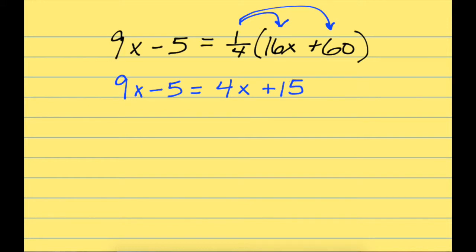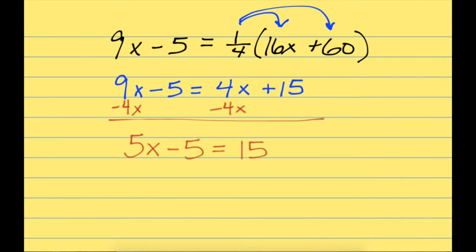I'm going to start by moving one of the x's. Doesn't matter which. I tend to move whichever one is smaller, which in this case is the 4x. So I'll subtract 4x on both sides. On the left, that brings me down to 5x minus 5. On the right, I'm left with 15.